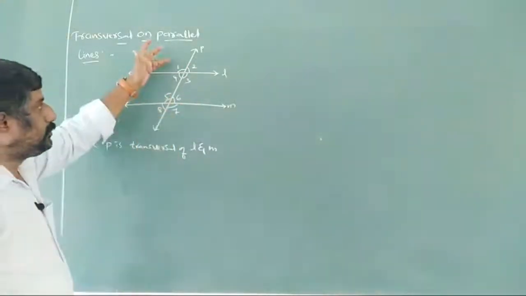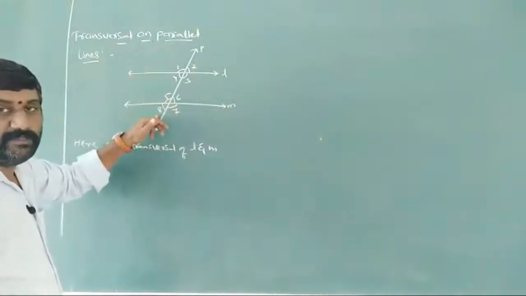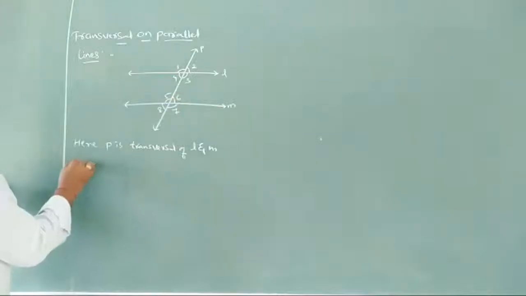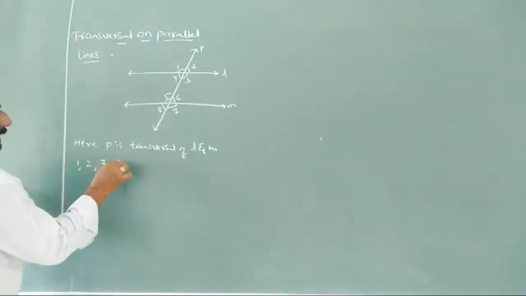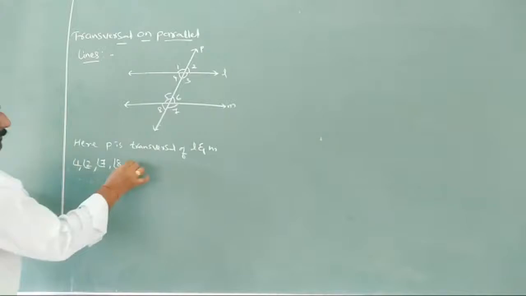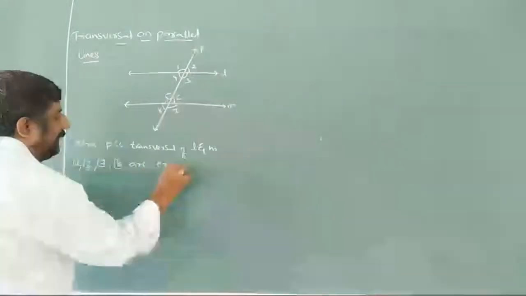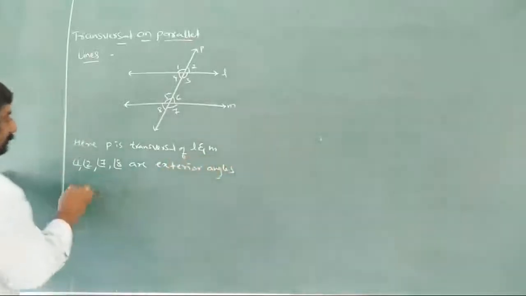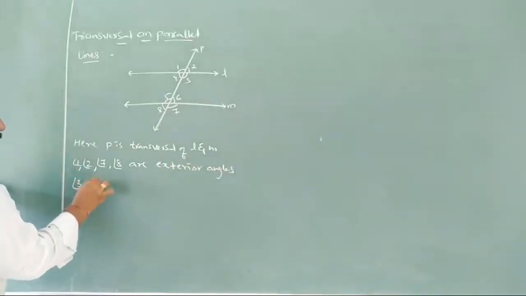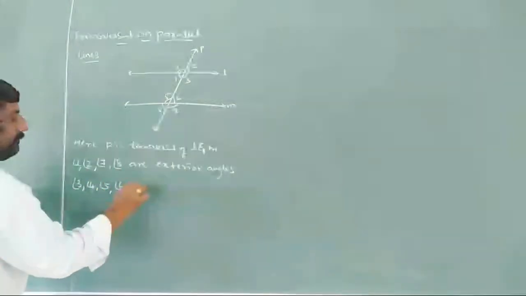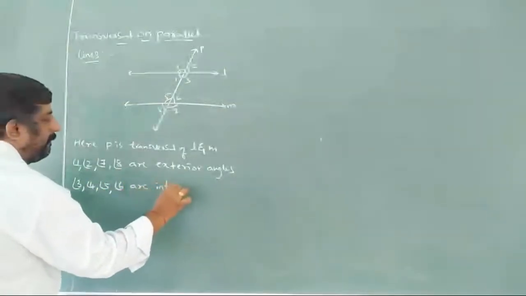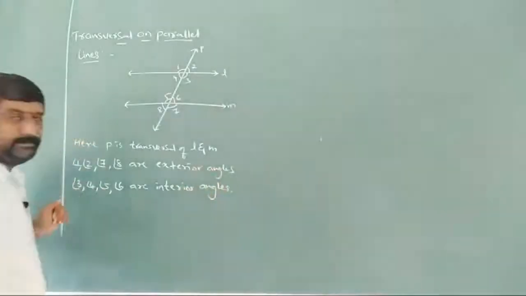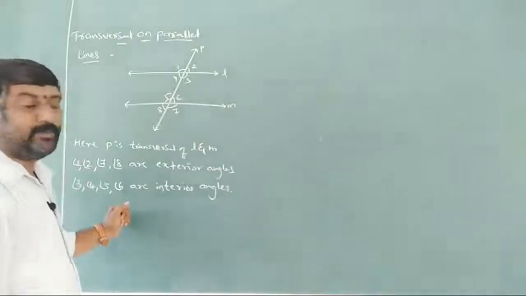Now 1, 2, 7, 8 are outside, 3, 4, 5, 6 are inside. So 1, 2, 7, 8 are exterior angles, and 3, 4, 5, 6 are interior angles. Now, next, what do we have?